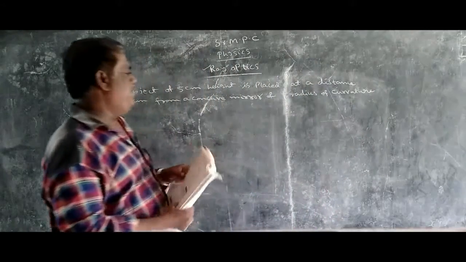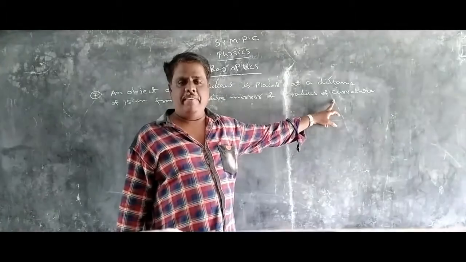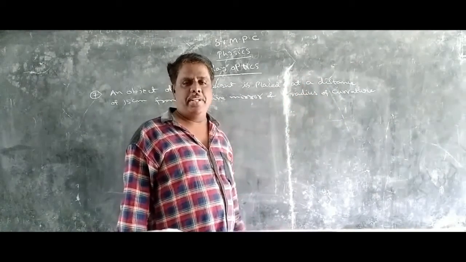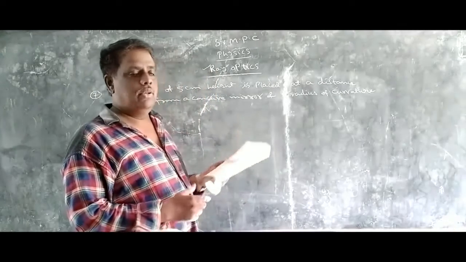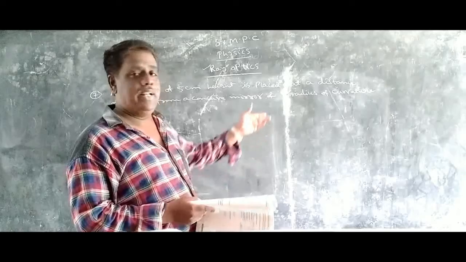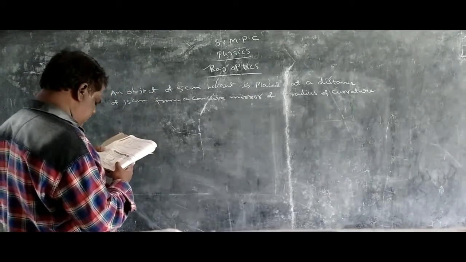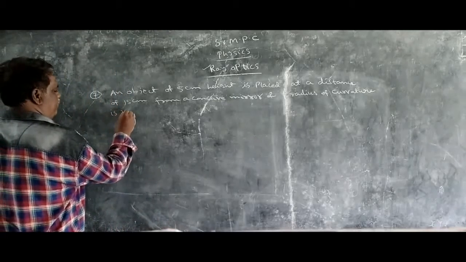Here they are not given the focal length. Instead of focal length, they are given the radius of curvature. We know the relation between focal length and radius of curvature: R is equal to 2f, or f is equal to R by 2. So you have to use that relation to find the focal length from the given data. Radius of curvature is 20 centimeter.